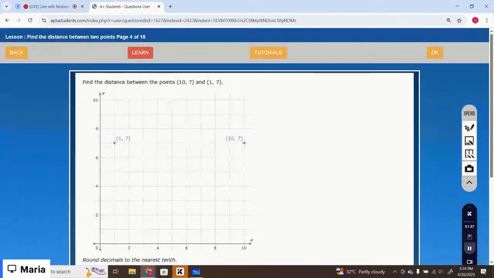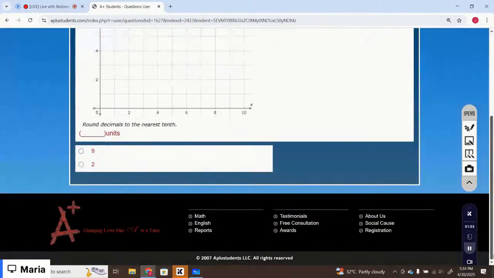Find the distance between the points 10, 7, and 1, 7. So which is the correct option? The distance between the points is 9 units. Option number 1 is the correct option. That is 9 units.